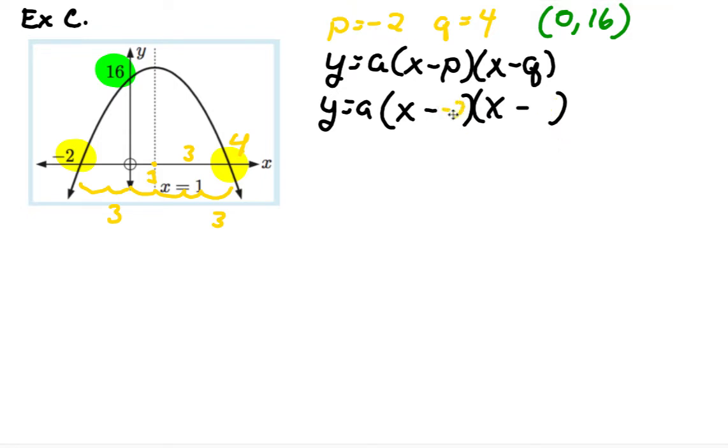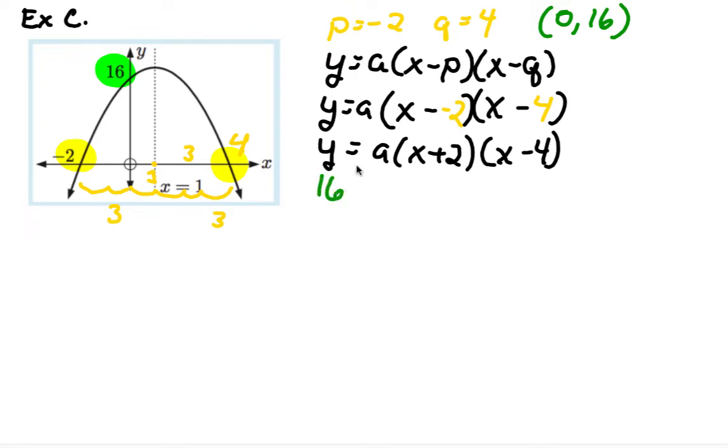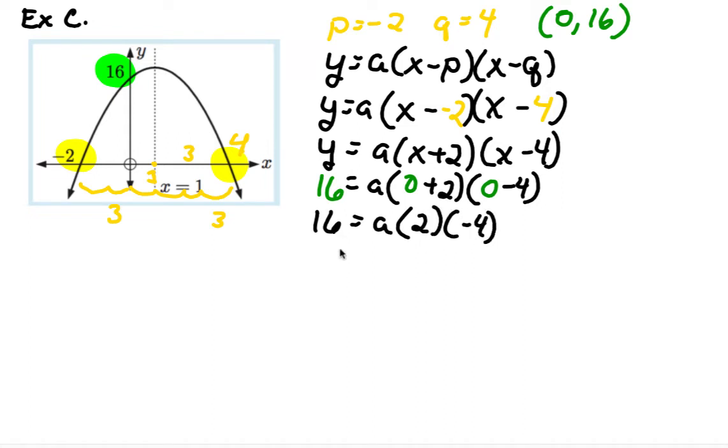Let me write that where you can see it a little better. And then I'm going to use my additional point (0, 16), and I'm going to replace y with 16 and x with 0. So that gives us 16 is equal to a, parentheses, in place of that x, 0 plus 2, close parentheses, and then 0 minus 4, close parentheses. Let's simplify this down. 16 is equal to a times 2 times -4. 16 is equal to -8a.